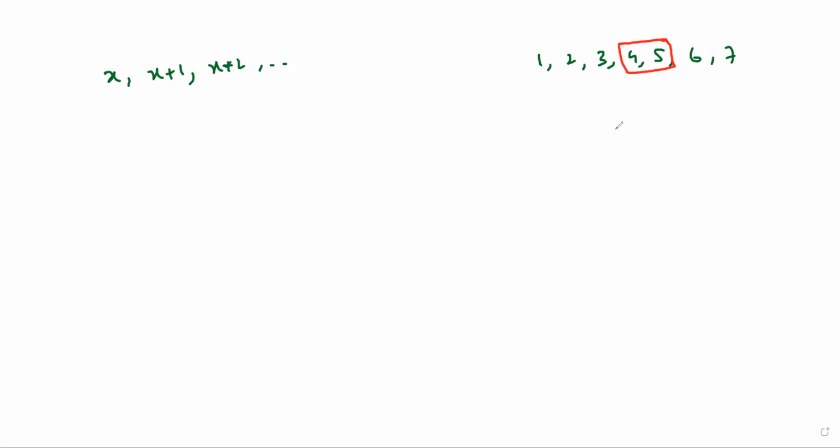Let's say there is 3 times 4 times 5. Isn't this a multiple of 6? Does this not have 6 as a factor? Yes or no?